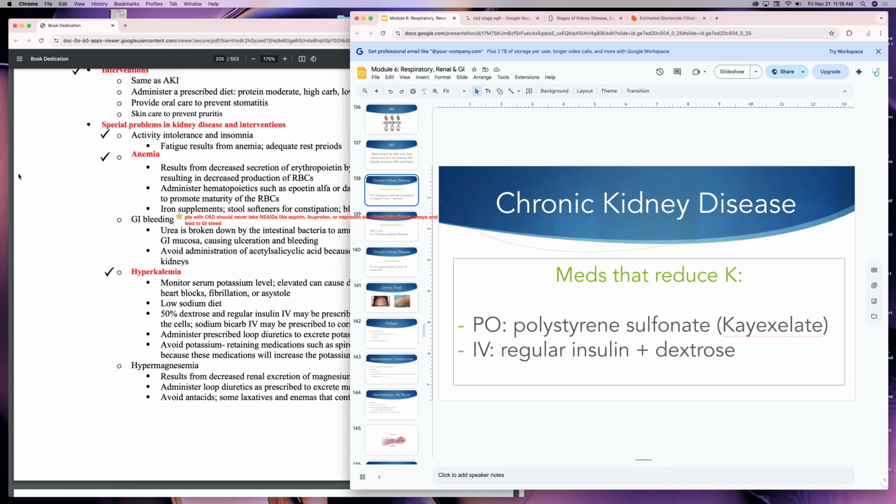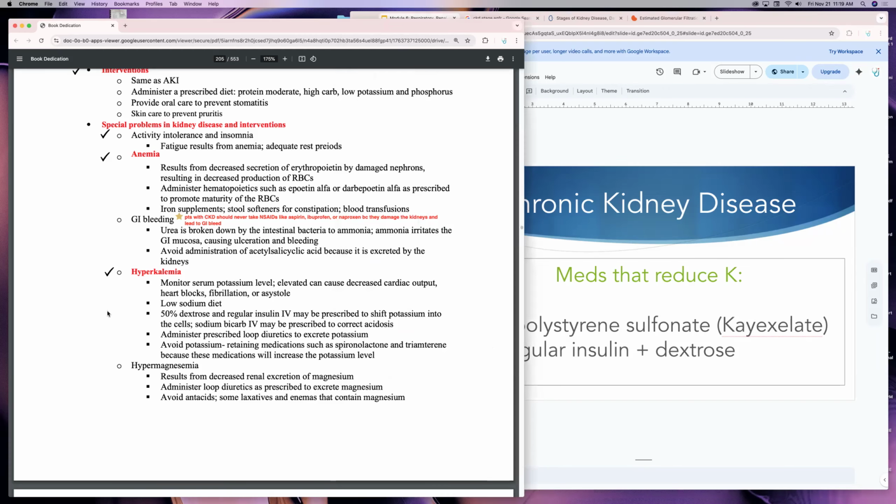Also, from your study guide, we can administer loop diuretics. Loop diuretics like furosemide would help to reduce the potassium level.